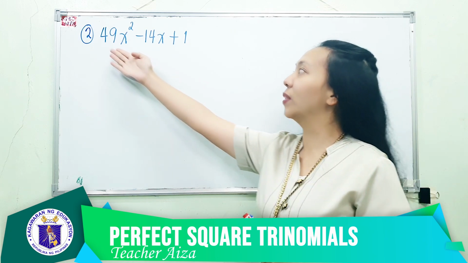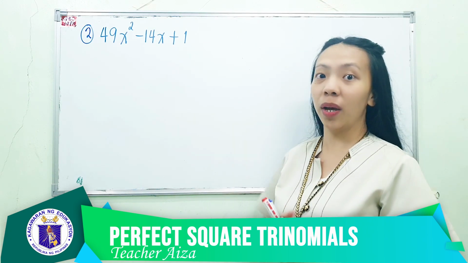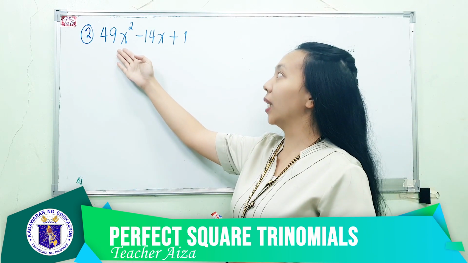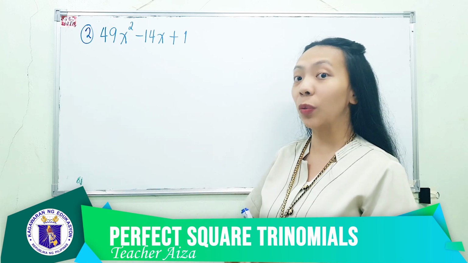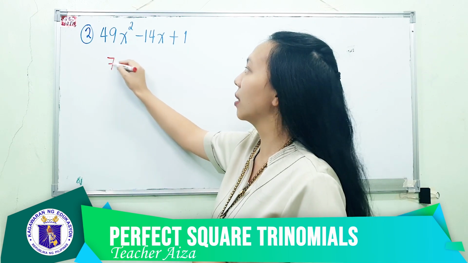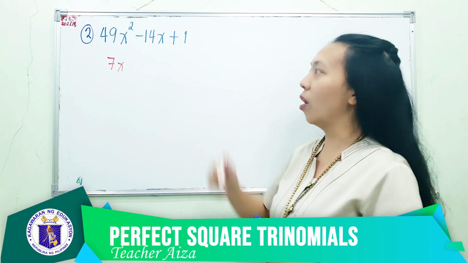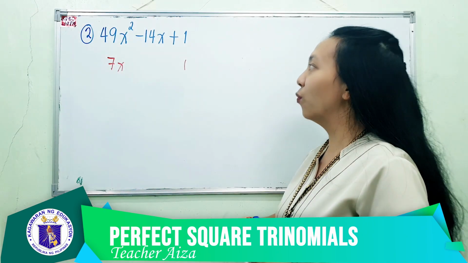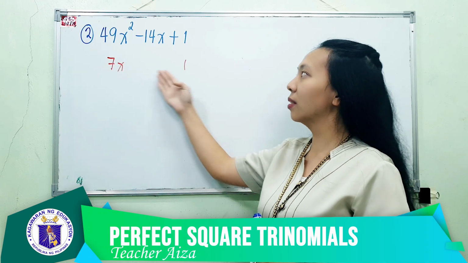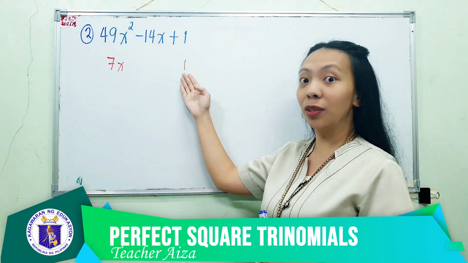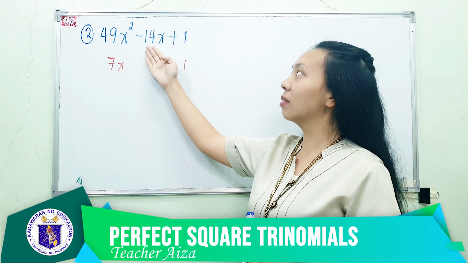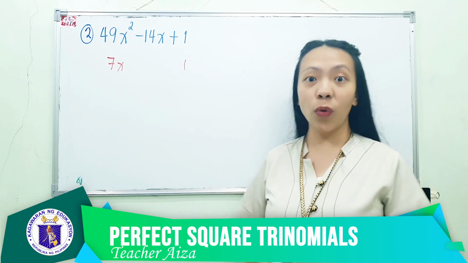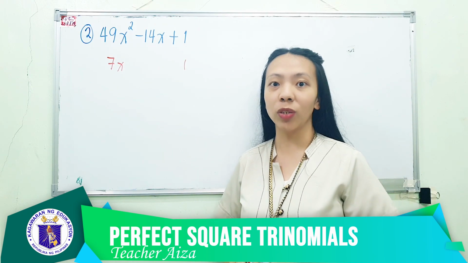Let's find out if the given trinomial is a perfect square. The first term, 49x squared, is a perfect square, and its square root is 7x. The last term, 1, is a perfect square. Its square root is 1. If we multiply the product of 7x and 1 by 2, we obtain the middle term, which is 14x. Therefore, we have here a perfect square trinomial.